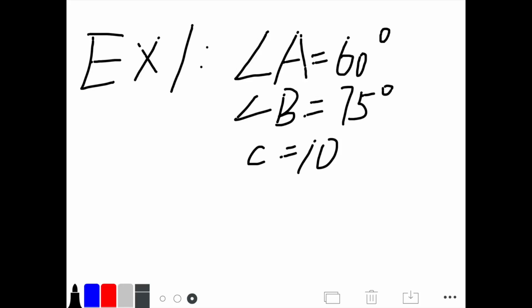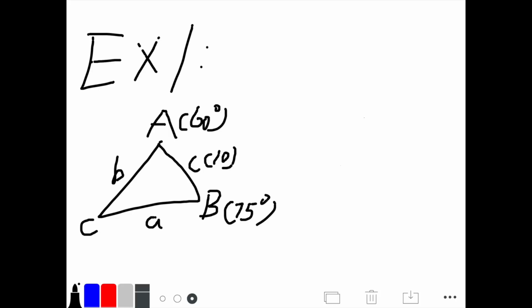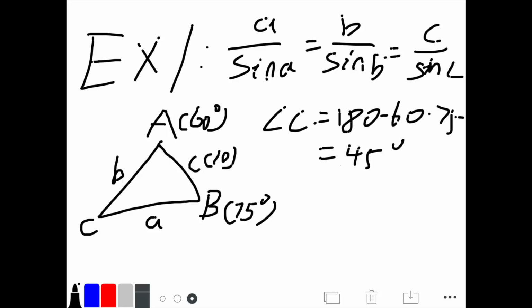Right, let's get into the first example. Angle A equals 60 degrees, angle B equals 75 degrees, side c equals 10. Now we can draw the triangle first, ABC. Now plug those numbers into this formula: a over sin A equals b over sin B equals c over sin C. For the information we already know, we can get angle C, knowing the triangle is 180 degrees minus angle A and angle B to get angle C.